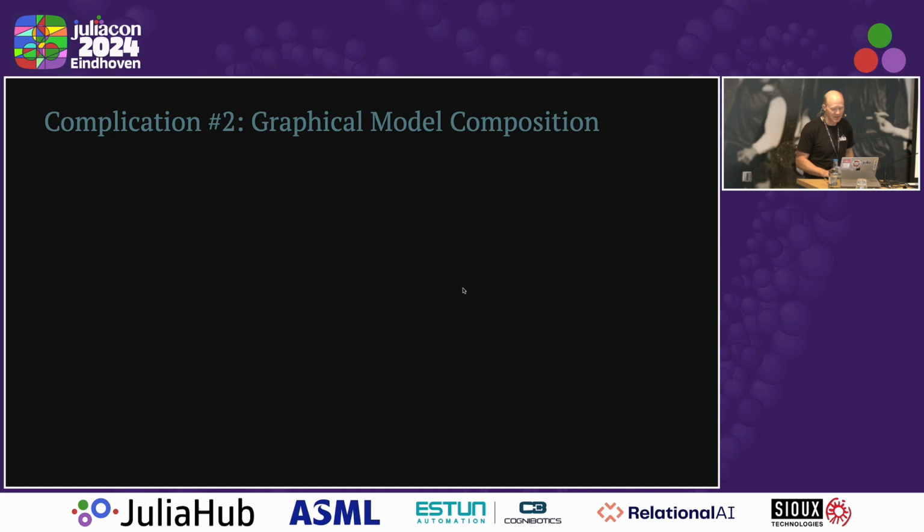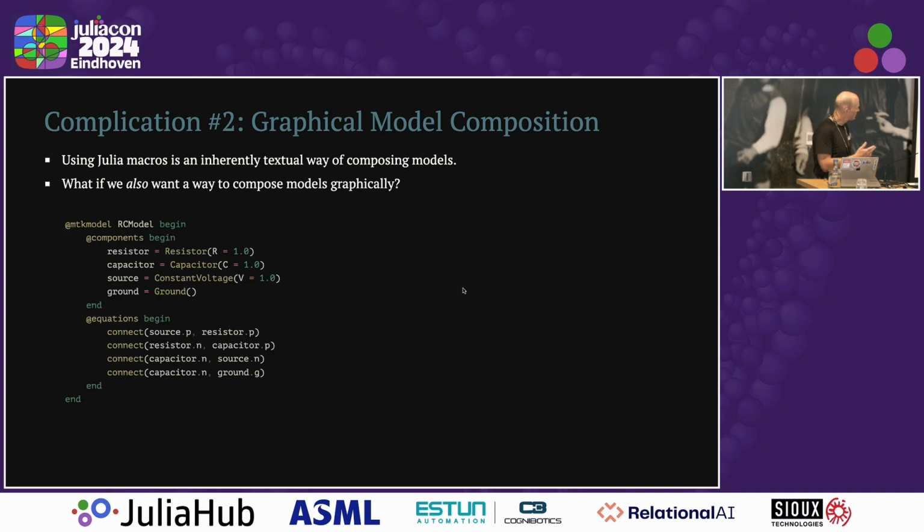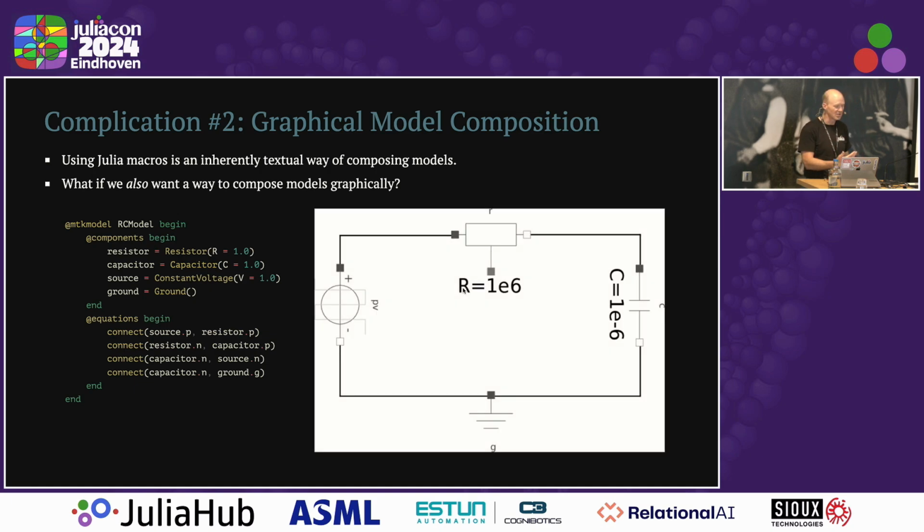So another complication that comes into this is this notion of doing graphical model composition. Everything I showed you before was textual. So when we're using Julia macros, we're inherently using this textual way of composing models. But what if we also want to, at the same time, compose models graphically? And by that I mean, dragging and dropping components down onto a canvas and connecting them up. And so, this is the example of the JuliaSim macro. But we also want to be able to essentially represent models in a form like this, right, which is graphical. And so this is another complication. How do we reconcile these two worlds, this textual and graphical world?